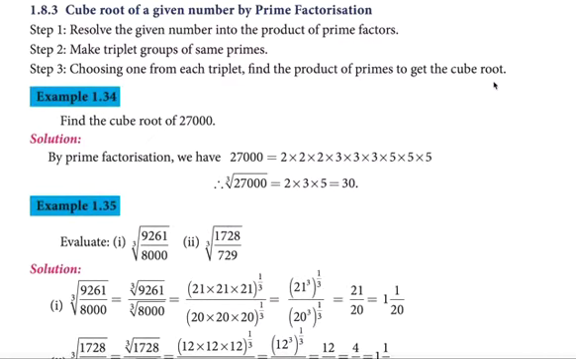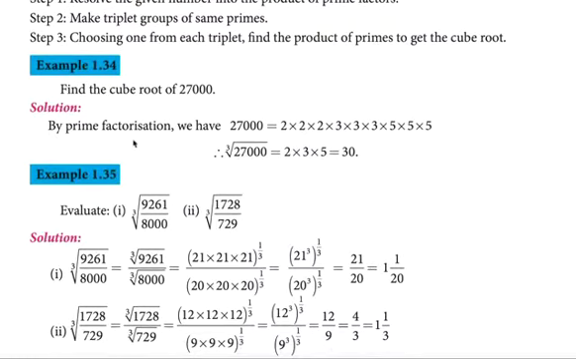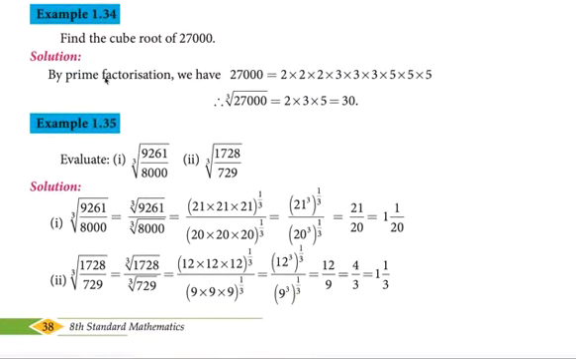One from three, a triplet, means three make a group and we take one from it. Let's take an example. It will be much clearer to you. Find the cube root of 27,000.